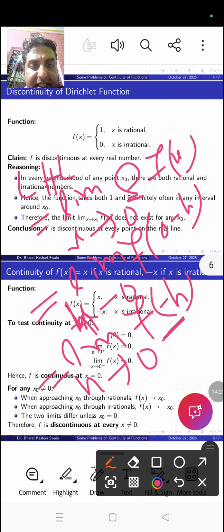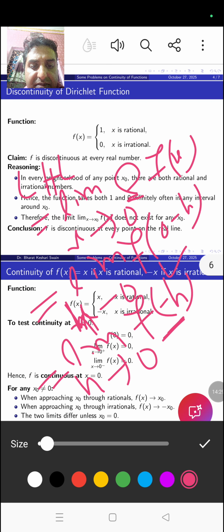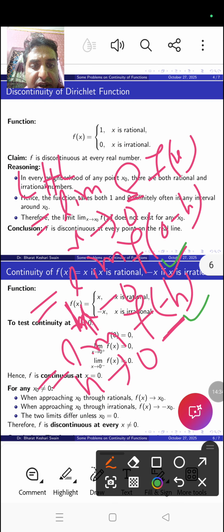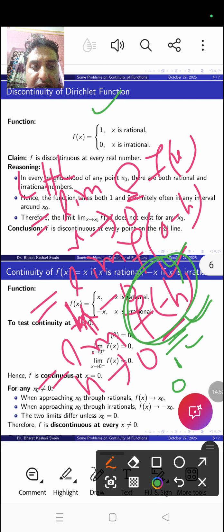So here h may be rational, may be irrational, because it tends to 0. It is not 0, it tends to 0. So if it is rational, this value will be 1. If it is irrational, then the value will be 0. So this takes both the values 1 and 0. It may be 1, it may be 0. So it will not give a particular finite value.